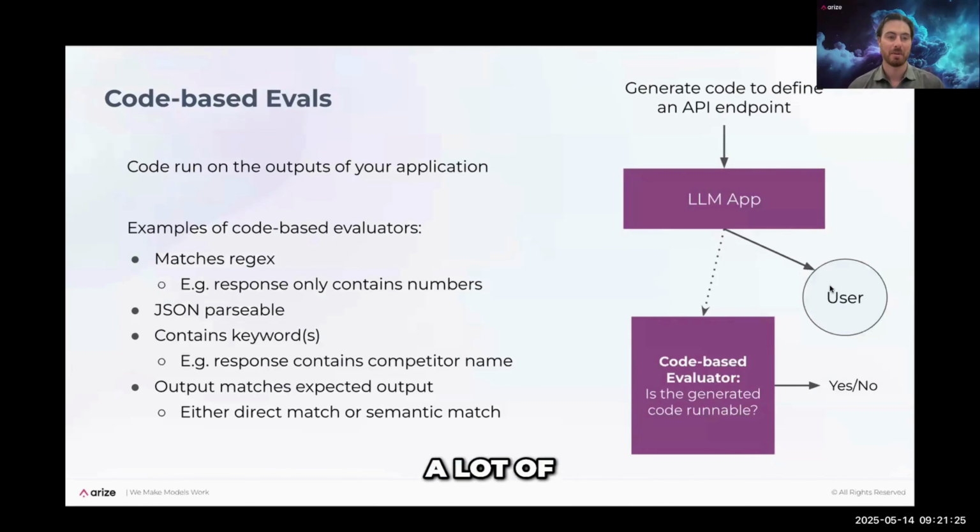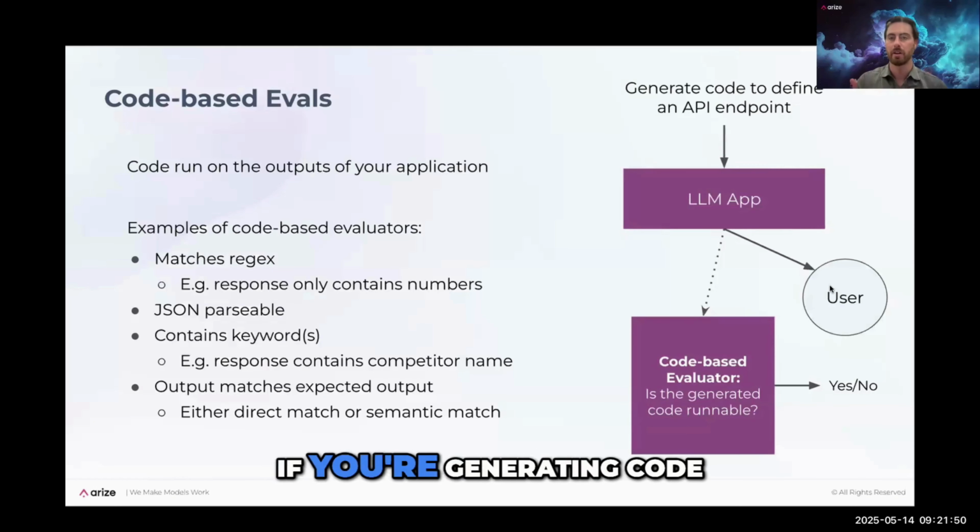The one that's not on here, that's actually on the example on the right, is checking if generated code is runnable. That's actually a very common one we see too. If you're generating code, you can, after the fact, pull it out of the trace, run it in a closed test environment automatically and see if you get any errors. That's a very common kind of code-based eval that we see.